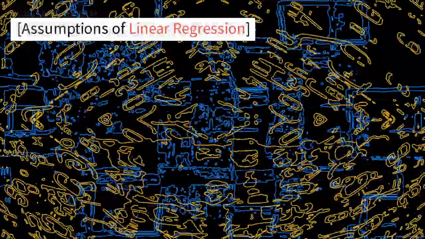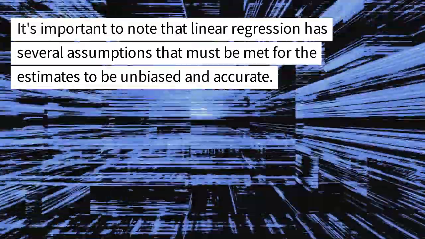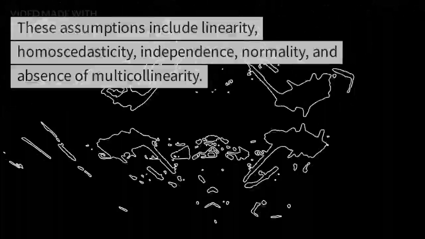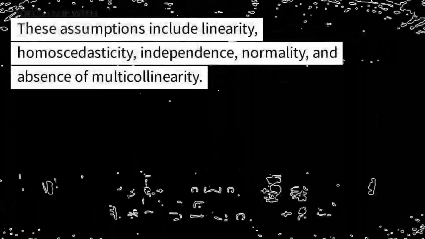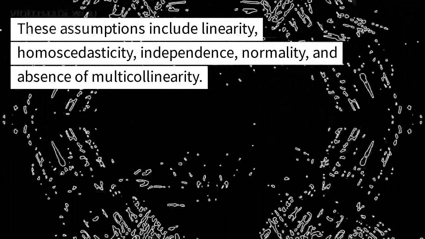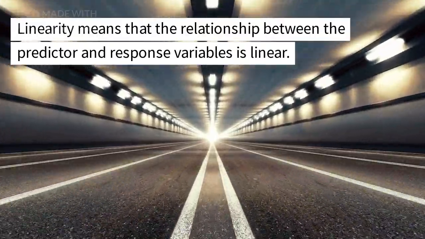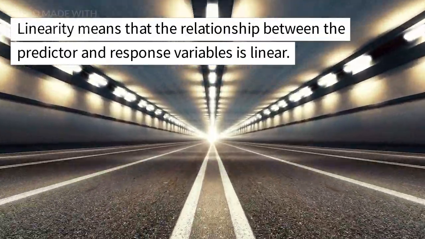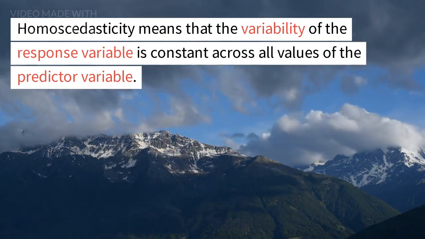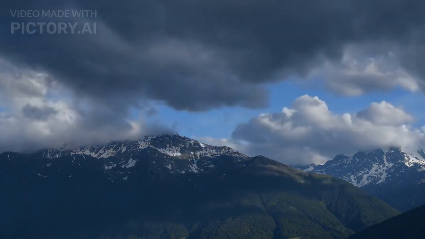Assumptions of linear regression. It's important to note that linear regression has several assumptions that must be met for the estimates to be unbiased and accurate. These assumptions include linearity, homoscedasticity, independence, normality, and absence of multicollinearity. Linearity means that the relationship between the predictor and response variables is linear. Homoscedasticity means that the variability of the response variable is constant across all values of the predictor variable.